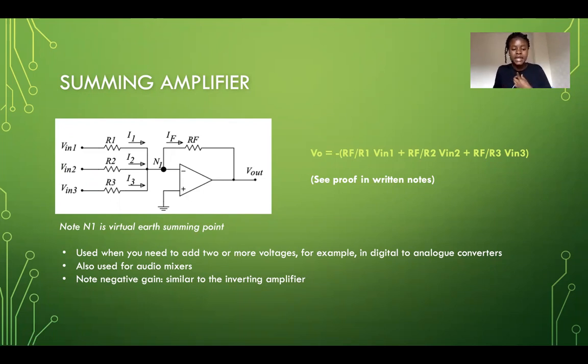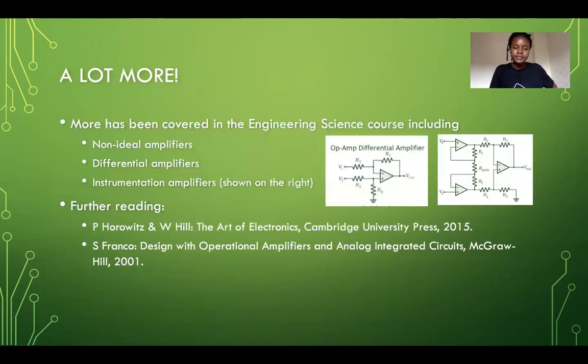You've got a negative gain again, which is quite similar to the inverting amplifier. And as I said, it's used for many things. This and the inverting one are one of the biggest ones used generally in terms of op-amps. Right, so we've gone through the different types. We've gone through a regular voltage follower, which is a simple one, non-inverting, inverting, and a summing amplifier.